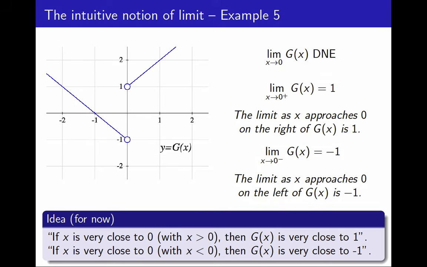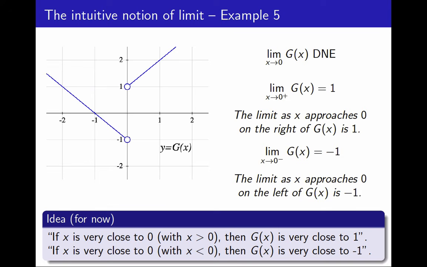What does this mean? Well, roughly speaking, it means that if x is very close to 0 but greater, then g of x is very close to 1. And if x is very close to 0 but smaller, then g of x is very close to minus 1. So the limit does not exist because g of x is not close to one single number, but does not exist in this very specific way. And I'm going to call these two objects the side limits.